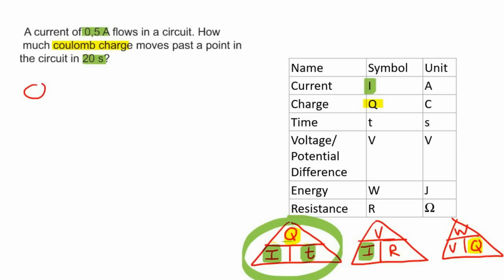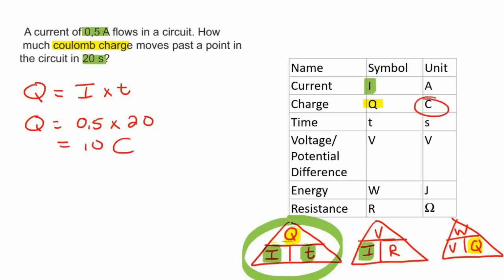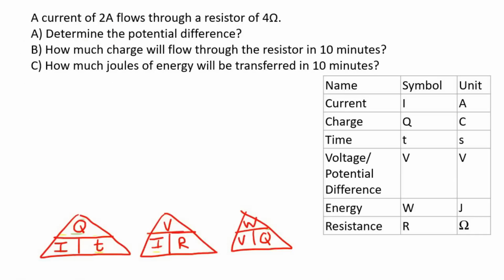So make sure you know how to use the triangle. The Q is at the top, so you multiply the two bottom parts together, and so Q is going to be 0.5 multiplied by T, which is 20, and that's going to give you 10. 10 what? Coulomb. You must remember, you must have the symbol and you must have the unit. Let's do one more example. Ooh, so this is quite nice.